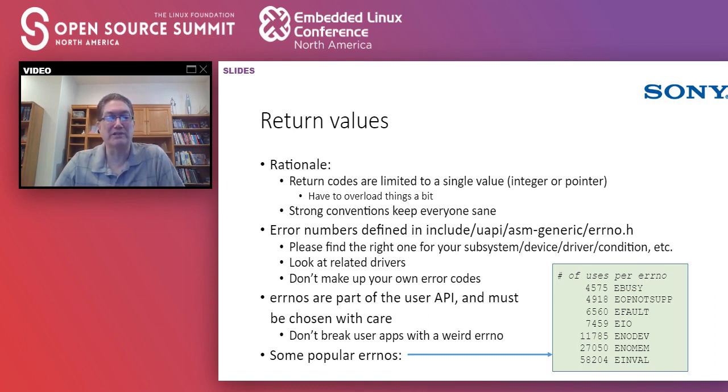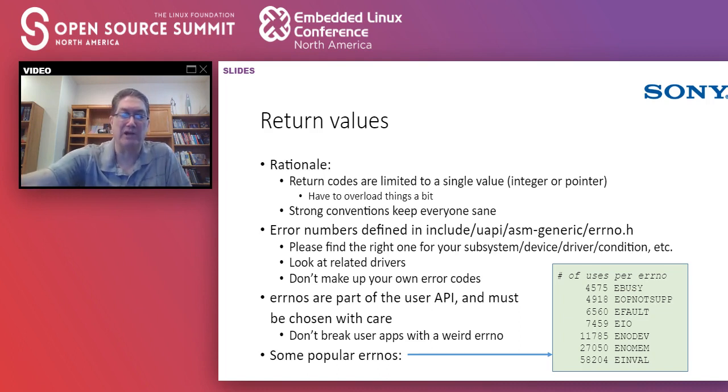The important thing here is that errnos are part of the user API. So this is part of the covenant, or the promise, between the kernel and user space. User space is expecting a certain number of errors for certain conditions. Even if it doesn't look right to you, if that's what the subsystem is reporting, then you should follow those guidelines. You don't want to break your user apps by having your driver report some weird errno.